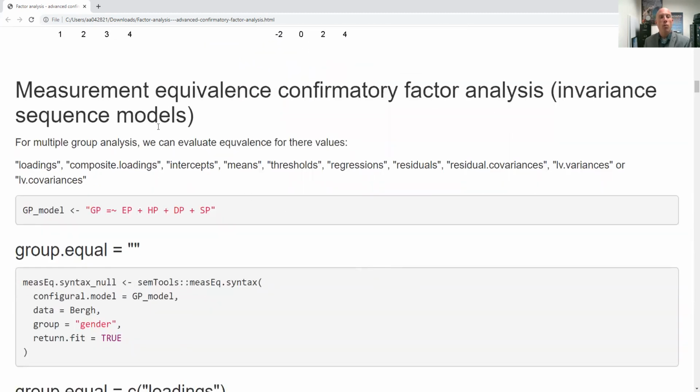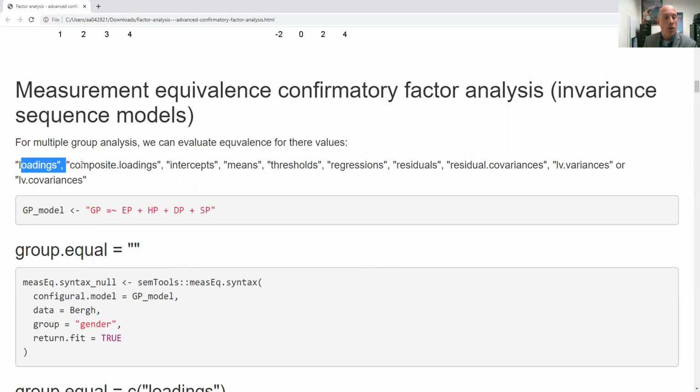Okay, so we want to do measurement equivalence confirmatory factor analysis. We're going to be using the mes equal syntax function from SimTools. What we're going to do is use this model for us. There is a global prejudice factor, and the indicators for it are our 4 prejudice data columns. Okay, so now when I do multiple group analysis, we can evaluate equivalence across these values.